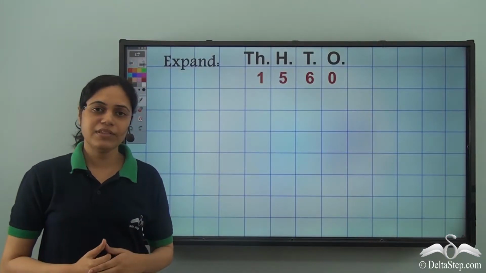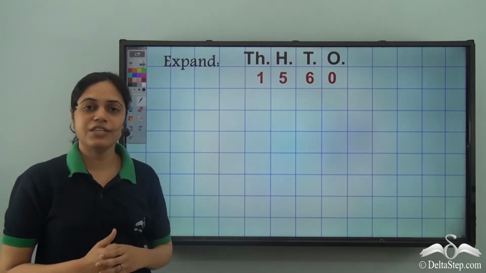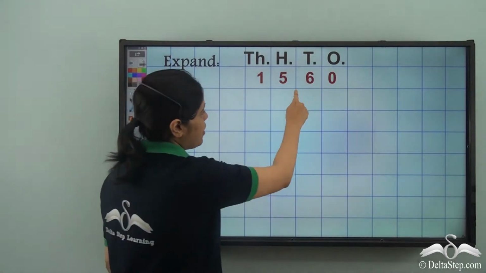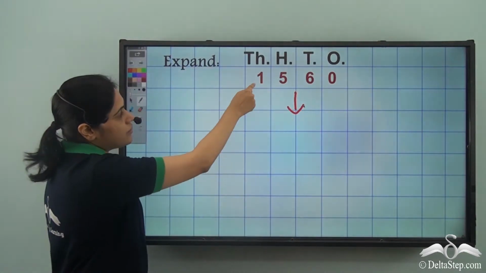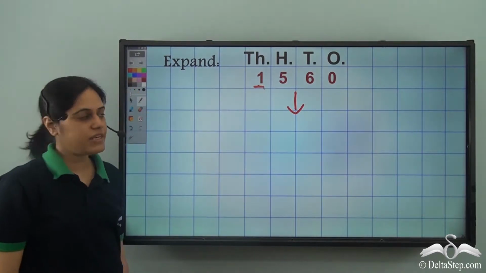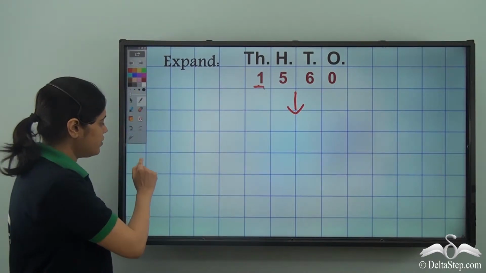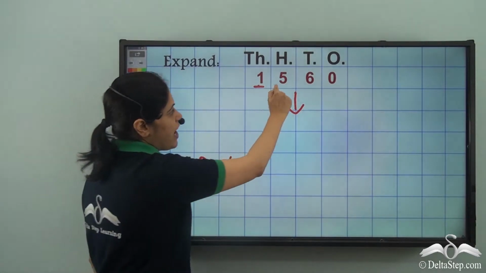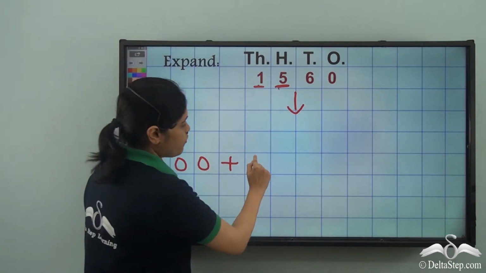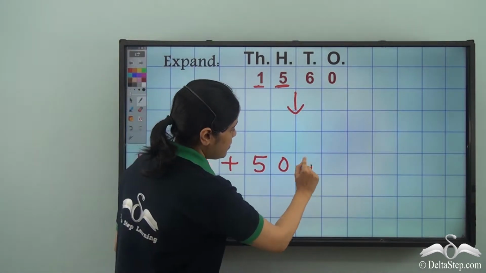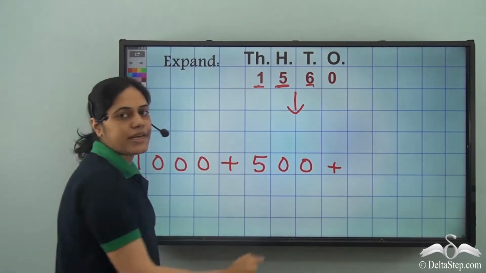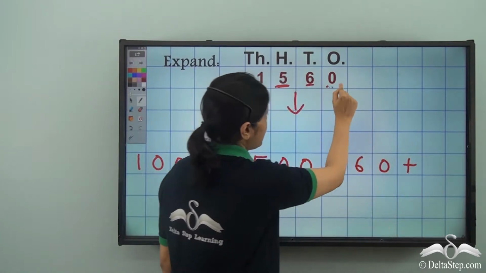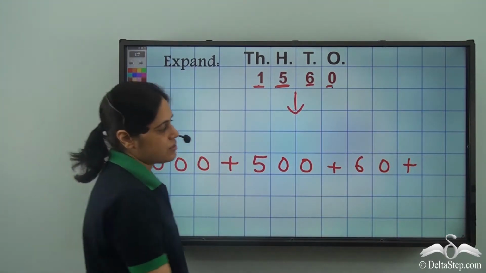So now can you expand this number? 1560. Well, how do we expand it? 1 is in the thousands place, so I write 1000, plus 5 is in the hundreds place, so 500, plus 6 is in the tens place. 6 tens is 60, plus I have a 0 in the ones place. So 0.